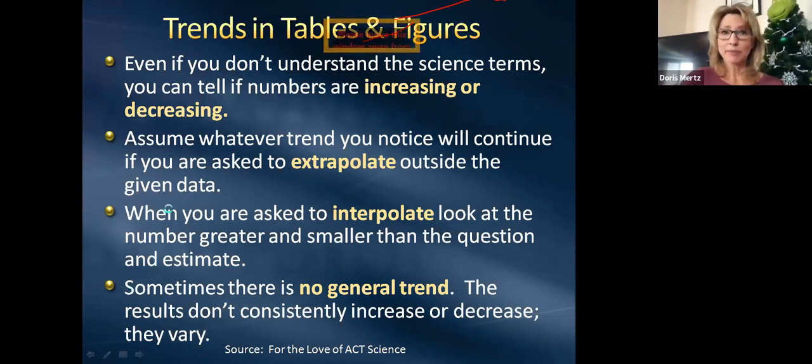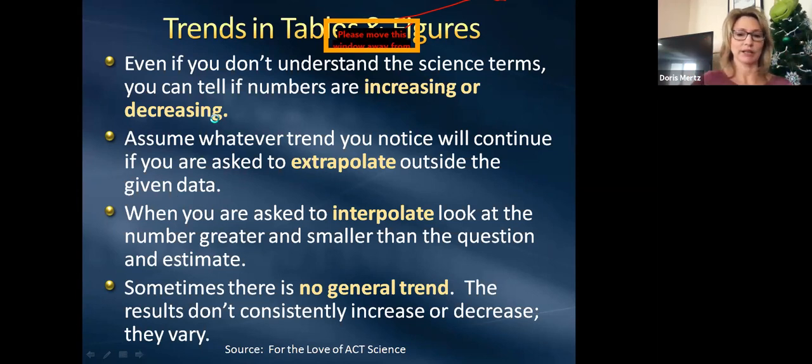And sometimes as far as trends go, there is no general trend, like something may go up and then go down. And so there is no correlation between the two, and that's okay. And that'll be an answer choice that's there. So don't make it be a trend if there's not one, because sometimes it'll just say there's no consistent relationship or something.